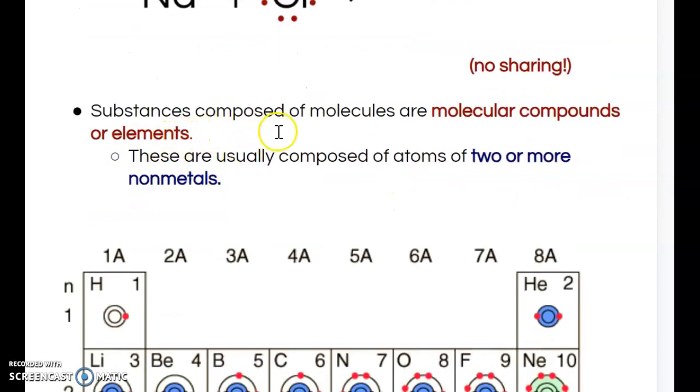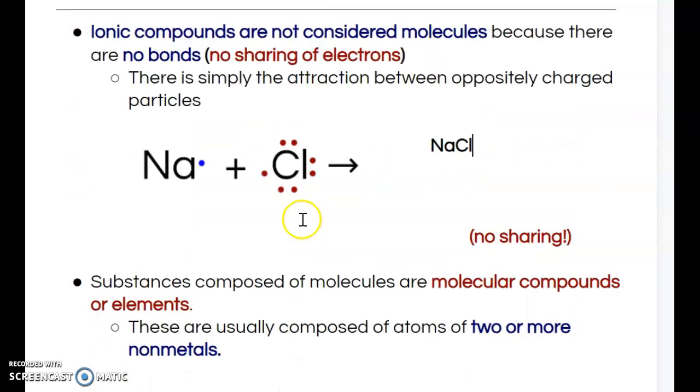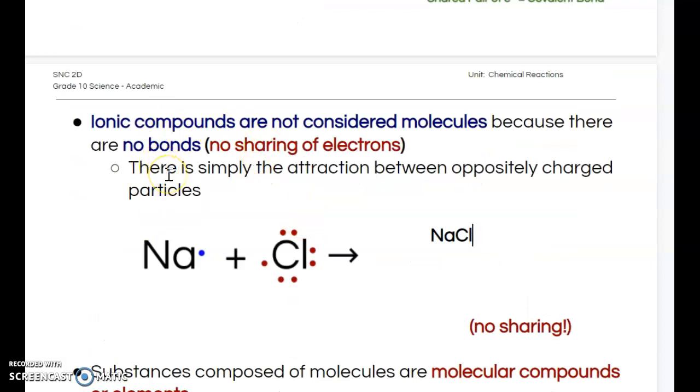Okay. Substances composed of molecules are molecular compounds or elements. Substances that are composed of these molecules are molecular compounds. These are usually composed of atoms of two or more non-metals. So with ionic compounds, we had a metal, sodium, bound or attracted to a non-metal ion, such as chlorine.